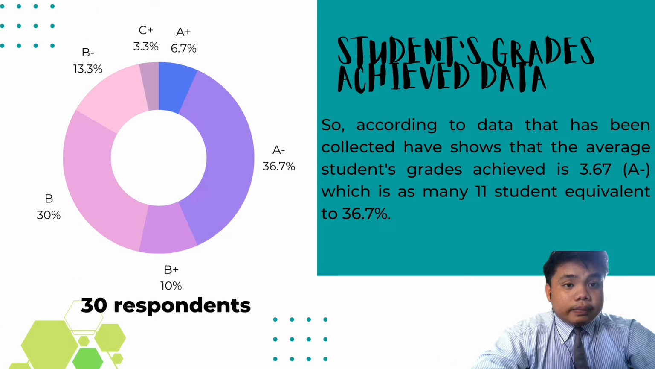Student grade achievement data. The average grade of students for grade C+ is 3.3%. However, the data we collected show that the average grade of student achievement is 3.67, A-, a total of 11 students, equivalent to 36.7%.